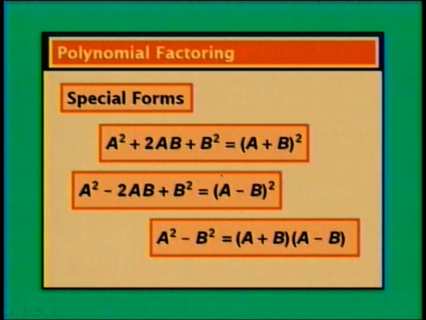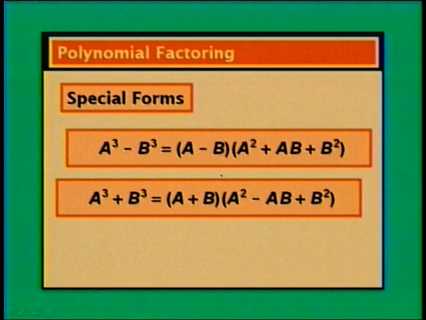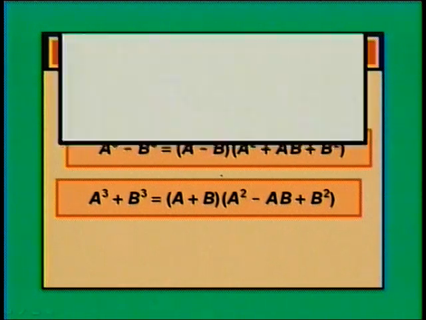Remember a few screens ago when I talked about special products? Well, each one of those special products leads to a special form factorization. These first two forms are called perfect square trinomials, and the last form is called the difference of squares. We also talked about formulas for the difference of cubes and the sum of cubes. Let's see a couple of examples.